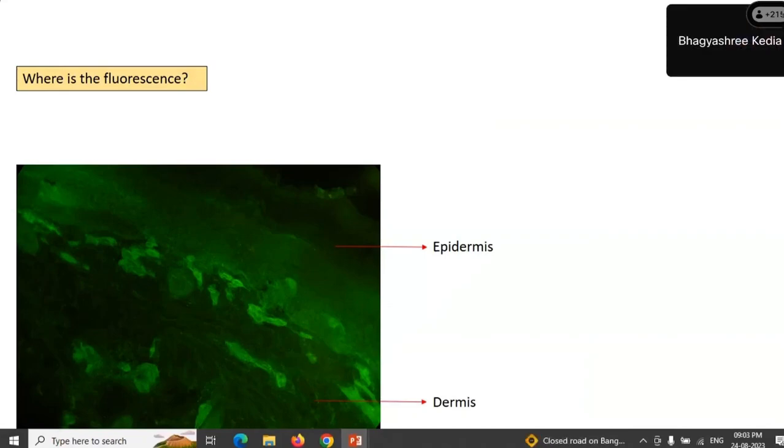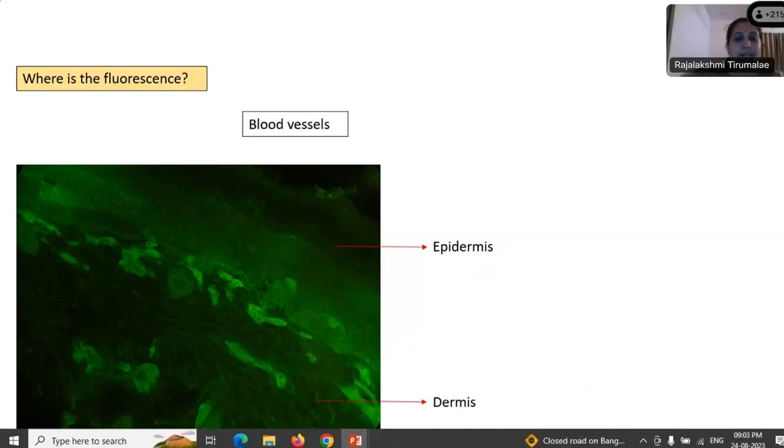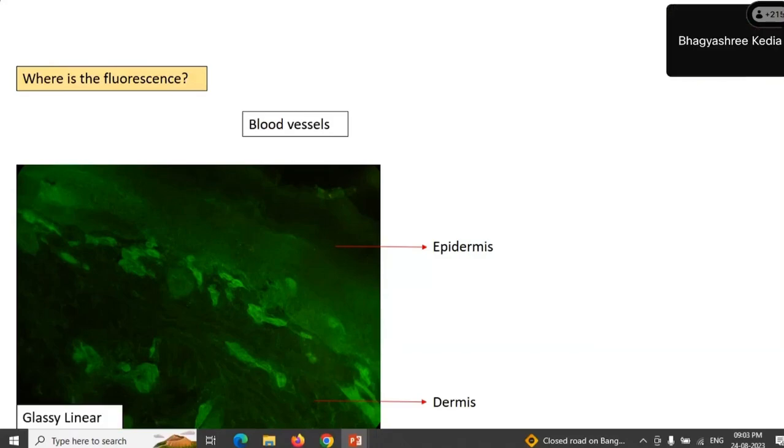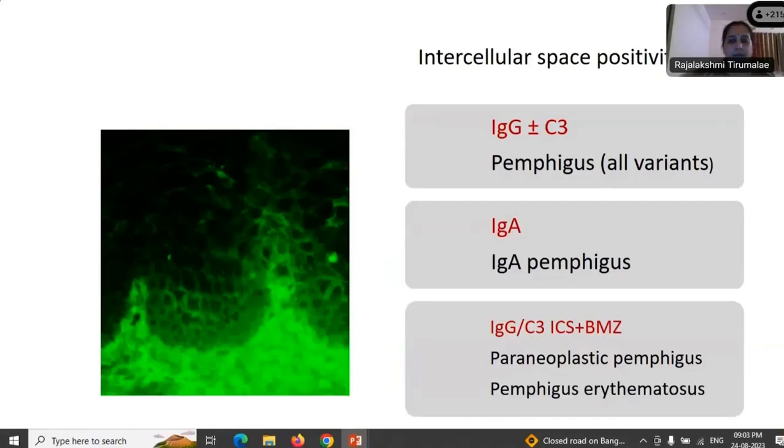Now here, what are you seeing? It's also in the vessels, isn't it? You're also seeing fluorescence. This is the glassy linear pattern in the vessels. So, what's the significance of these patterns? The intercellular pattern is seen in all variants of pemphigus. So pemphigus variants cannot be differentiated on the basis of immunofluorescence alone, because most often you get IgG and C3 in both.